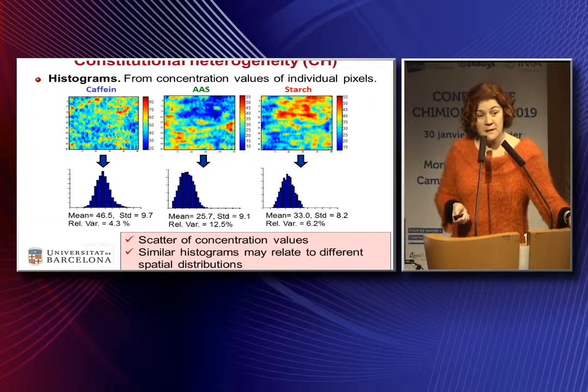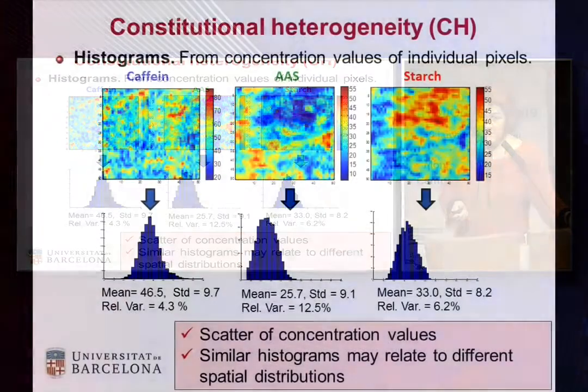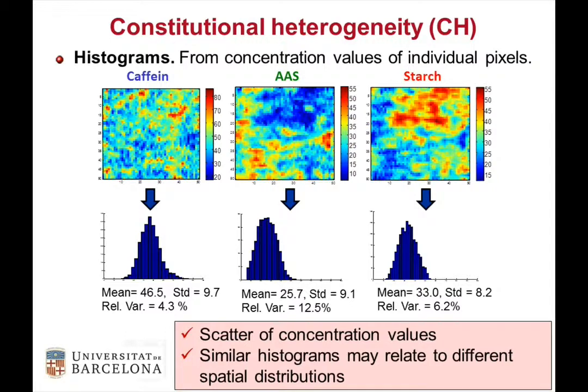So in this case, for these three maps that I showed before, I will do the easy thing first. I will do histograms taking the concentration values of each particular compound in the map, and I can see how much scatter I have, meaning how much constitutional heterogeneity I have. The point here is that, for instance, if you look at the histogram of the caffeine in this case and the starch in this case, they are similar in terms of scatter. But obviously, if I ask you which compound distributes in a more uniform way, this one or this one, it is pretty obvious that this one is more uniformly distributed than the other one. Okay?